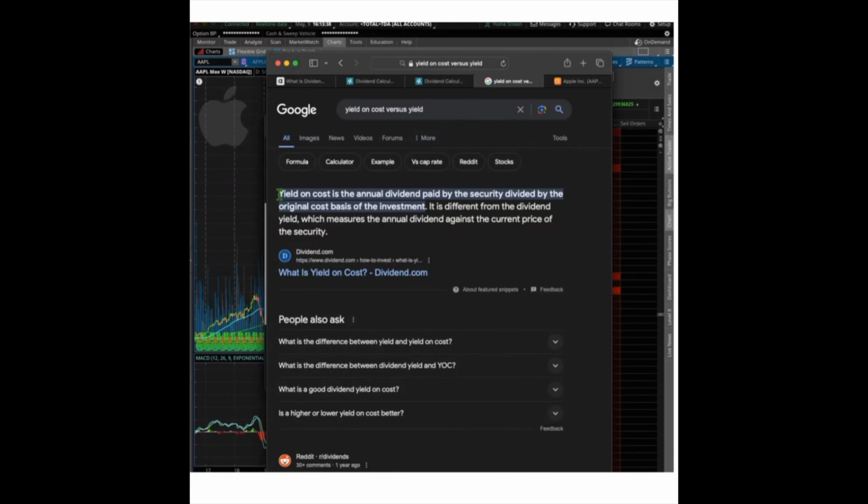No one else's yield on cost on Apple stock is going to be the same as mine. No one else's positions are going to be the same. And that's why with this dividend growth investing game, guys, we can really get to that outperformance. Does that make sense? So let's read what dividend.com says, how they define this term.